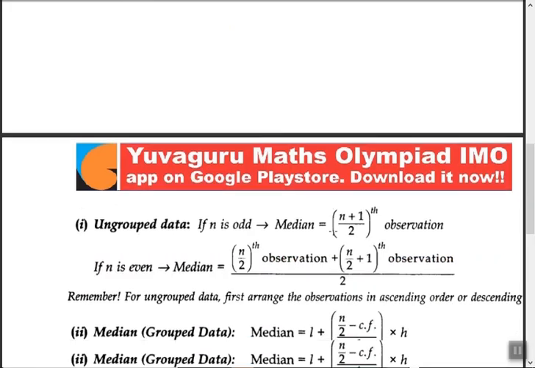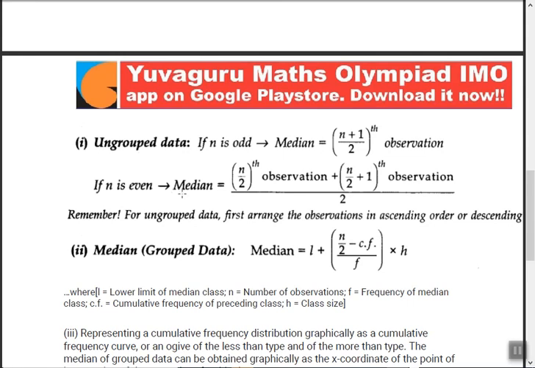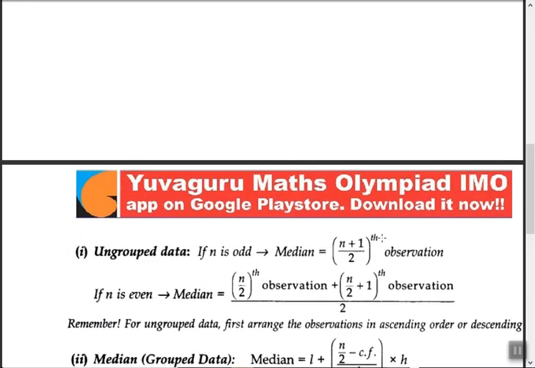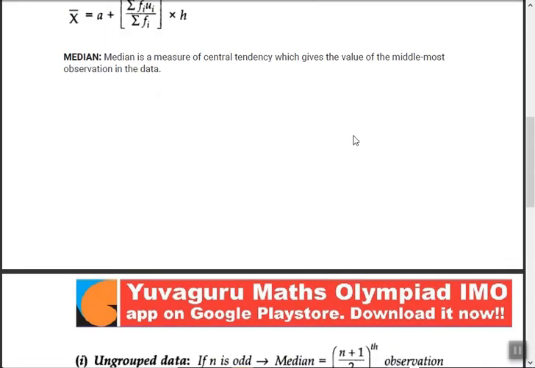Similarly, median will also do the same thing. See this, some formula and you get median. Means you are moving towards one number. What is mode? You are again moving towards one number. Anything which moves towards one number is known as a central tendency. Okay. So now move on. Median is a measure of central tendency which gives the value of the middlemost observation in the data.